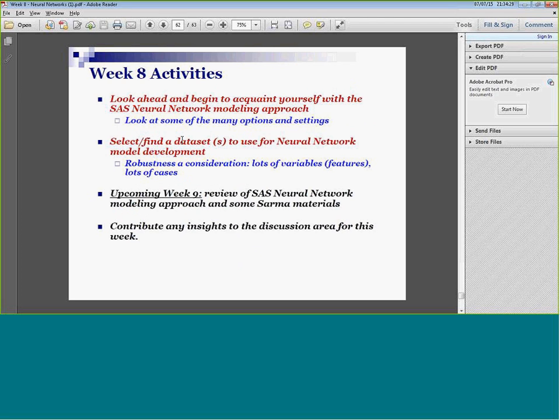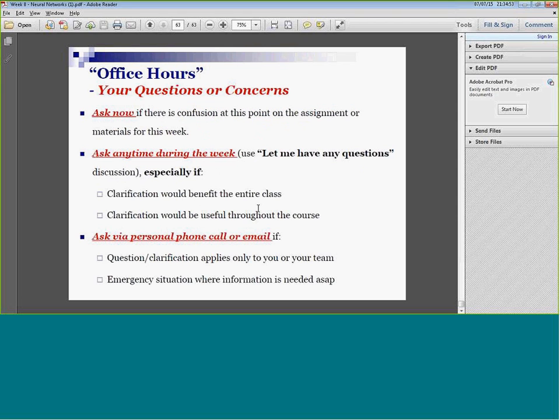Okay. So looking ahead, what we're going to do is go through the SAS approach to neural networks. They've got 2 or 3 really good options in there. Again, as always, you should be looking for a good data set to use for a neural network. Same as always, we'd like to have a data set with a robust feature set and lots of cases. And so next week we will look at the SARMA thing.